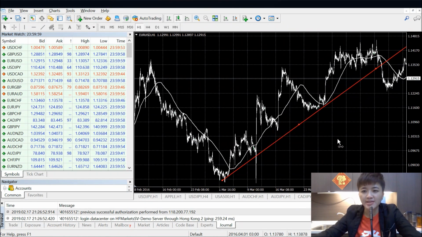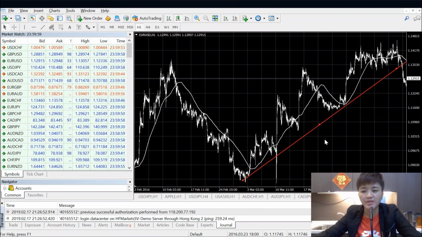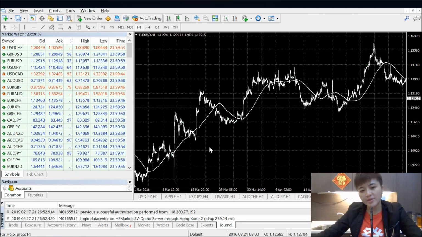Because if you are trading at this point, you wouldn't know what's going to happen. You're just going to assume that price is going to go all the way down to 1.09030. Let's say when you're making a buy, you only make a sell when the price has confirmed that it is going on a downtrend. You know what I'm saying?